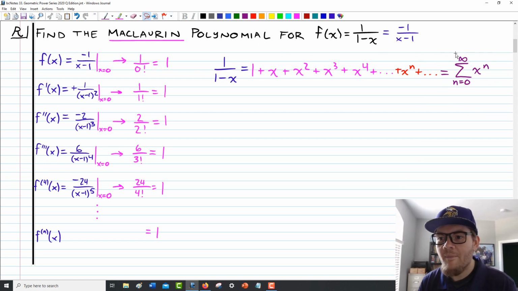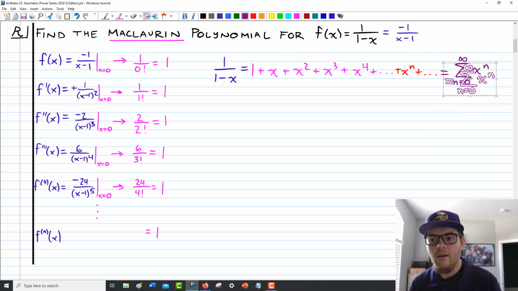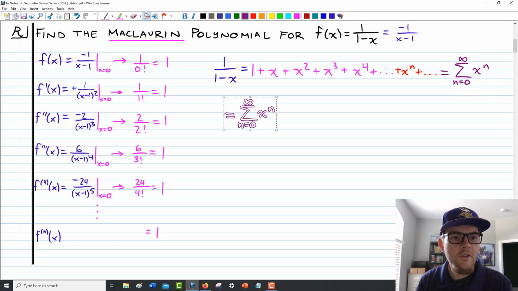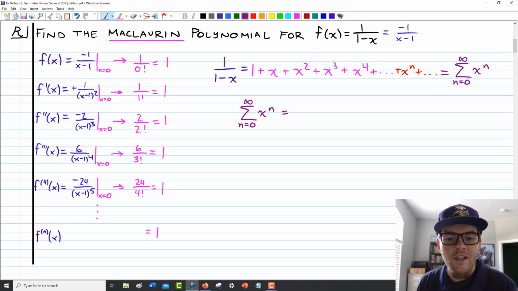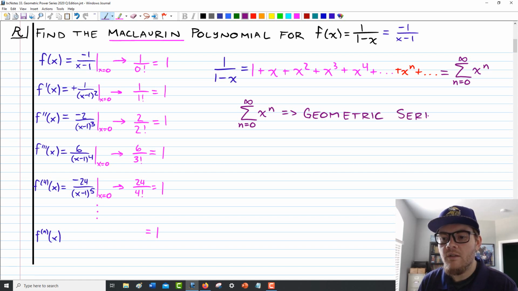But maybe this hasn't jumped out at you yet, so take a look at this for a second. What do we recognize about this series? What are we doing? It looks like we're multiplying by x over and over again. That means that this series is geometric. So we actually have just found a power series that happens to be a geometric series.